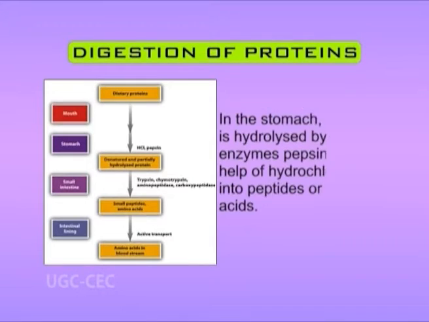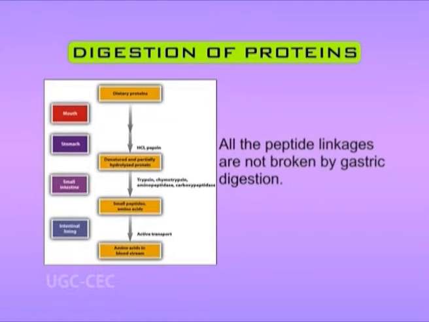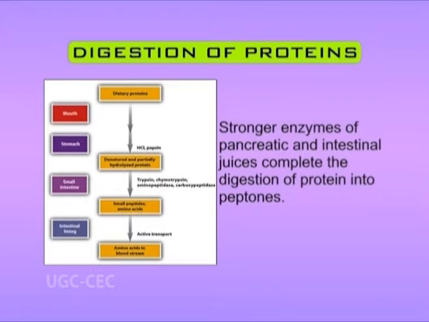Protein digestion starts only in the stomach, as there is no protein-splitting enzyme in the saliva. In the stomach, protein is hydrolyzed by the enzyme pepsin with the help of hydrochloric acid into peptides or amino acids. Not all peptide linkages are broken by gastric digestion. Stronger enzymes of pancreatic and intestinal juice complete the digestion of protein into peptones.